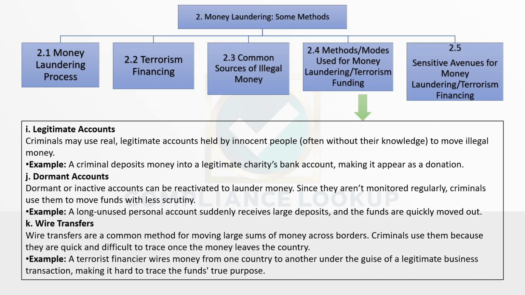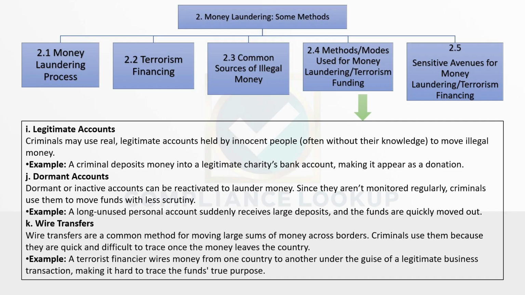for illegal activity. For instance, if a personal account that has been unused for years suddenly receives a large sum of money, and then that money is quickly transferred to another account or withdrawn, it may raise suspicion. However, because the account hasn't been active for so long, it may avoid immediate detection, enabling the criminals to move funds more easily.